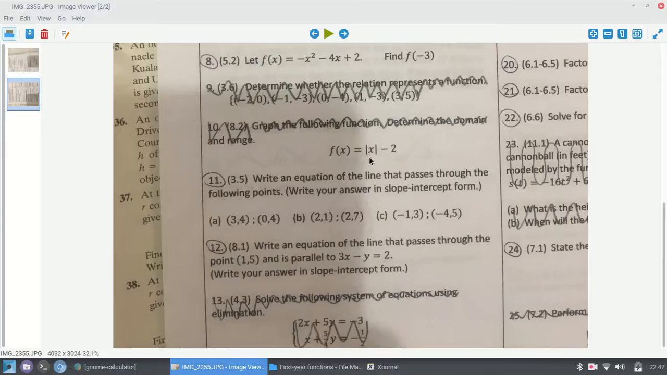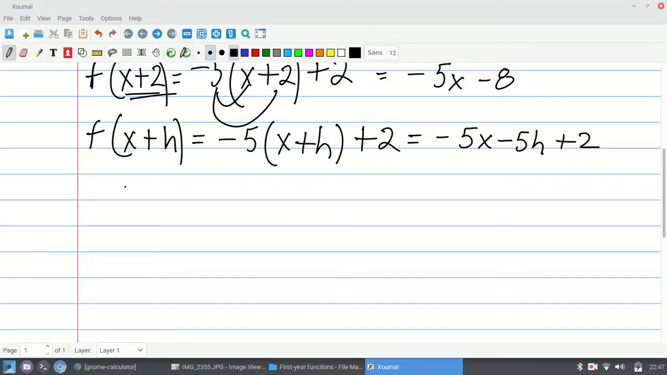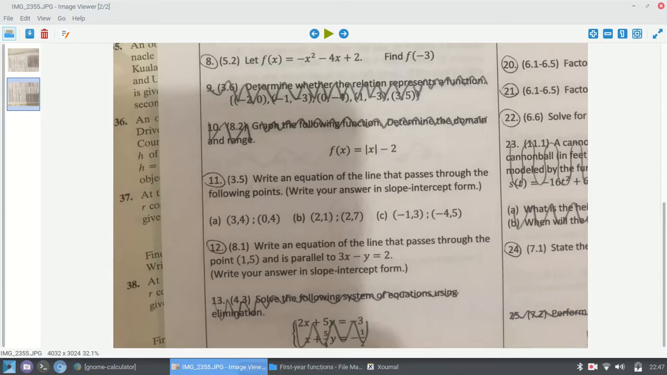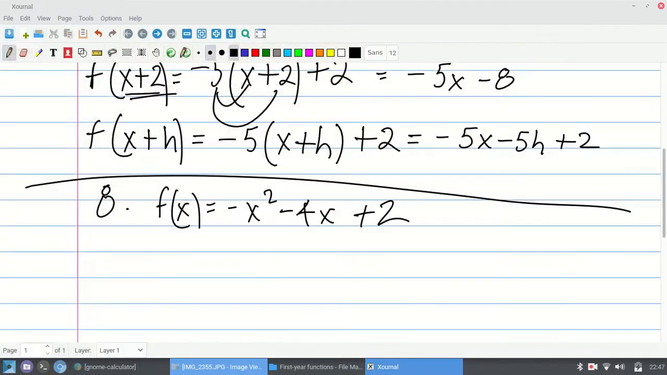So, number 8. Let f of x equal this quadratic. Find f of negative 3. Pretty straightforward. So, let's do this. F of x equals negative x squared minus 4x plus 2, I believe. One more check. Negative x squared minus 4x plus 2, plug in negative 3.